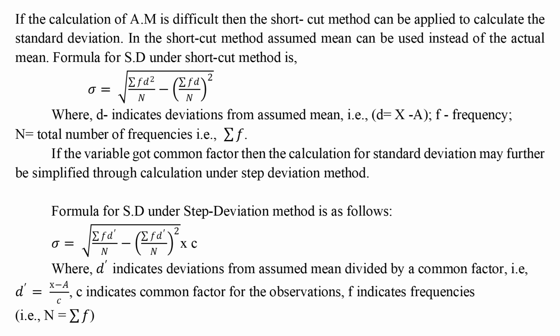If the variable has a common factor, then the calculation for standard deviation may further be simplified through calculation under the step deviation method. The formula for SD under the step deviation method is mentioned here. d' indicates deviations from assumed mean divided by a common factor, c indicates common factor for the observations, f indicates frequencies.